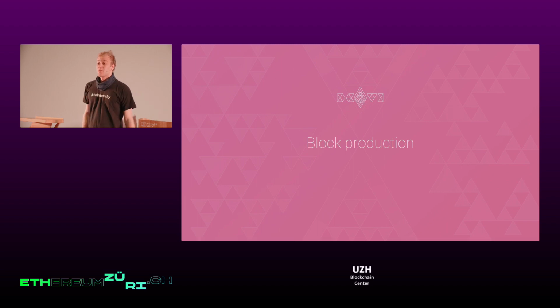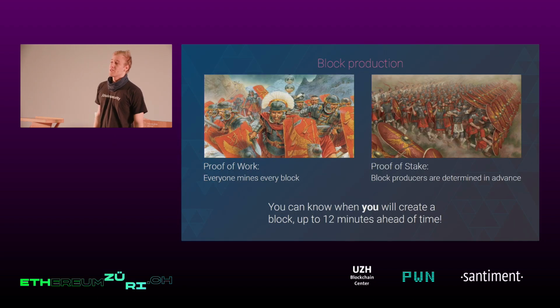And so to understand what future block MEV is supposed to be, first we have to talk about block production. And block production is something that has changed a lot in Ethereum over the last year. So before the big merge, we had proof of work, right? And in proof of work, it was kind of a chaos. Every single miner was always trying to mine every single block. And what that meant was you could never know who was going to be producing the next block.